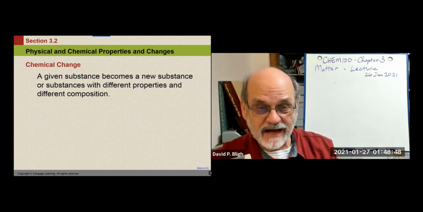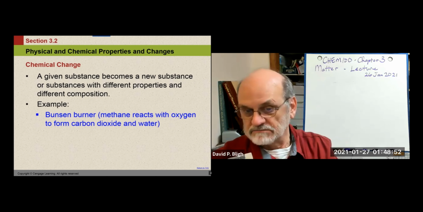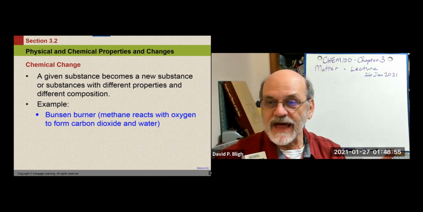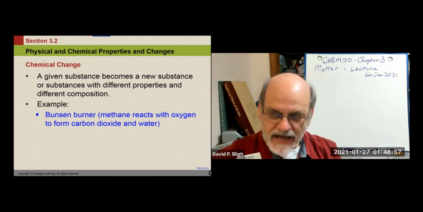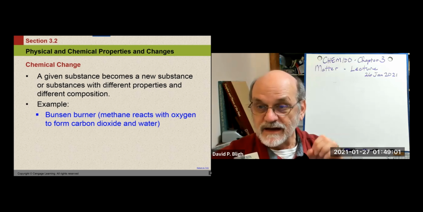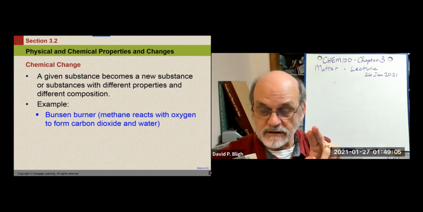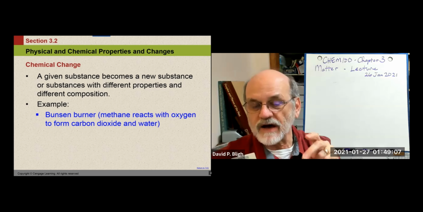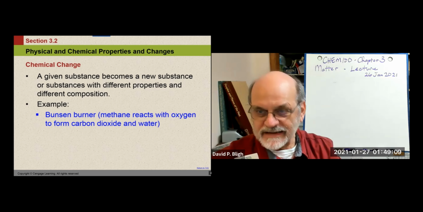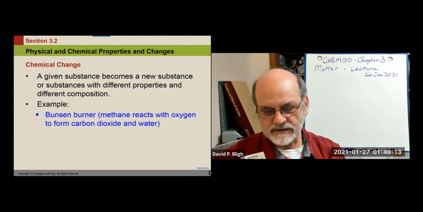Now, we can change the identity of the substance with a chemical change. Example, the Bunsen burner in the laboratory. Natural gas flows in, mix it with air, apply a little heat, and it changes from methane and oxygen to carbon dioxide and water. The identity of the products is entirely different than the reactants.